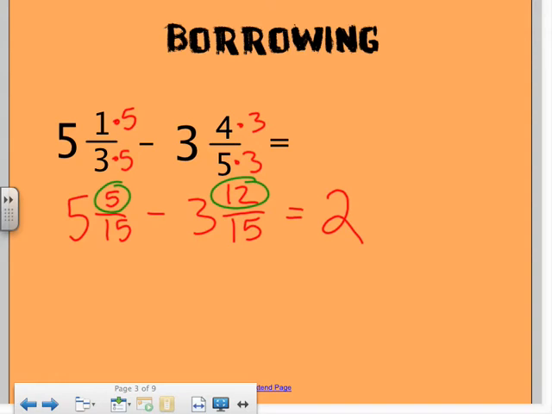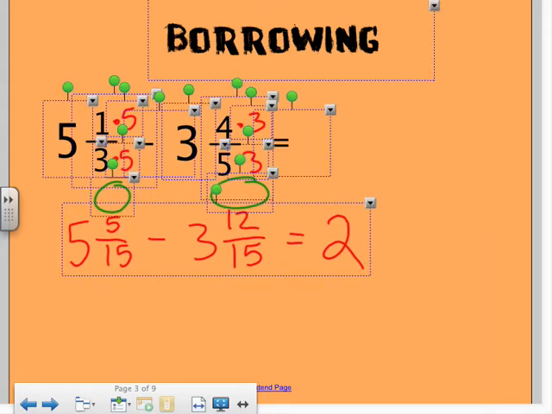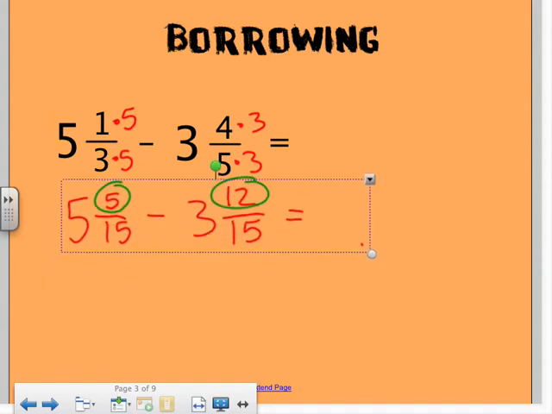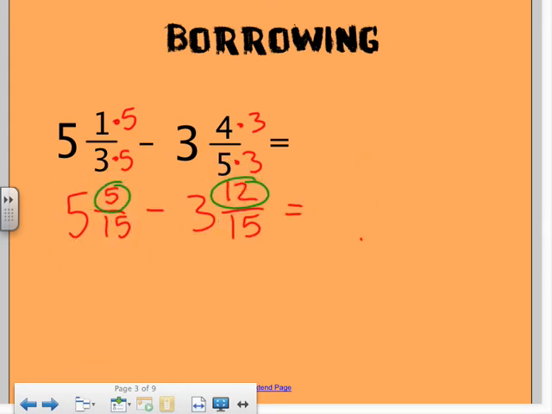Be careful. A common mistake is people just flip it around and they go, well, then I'll do 12 minus 5. That's not the same thing, okay? So this is not right. Ooh, I just highlighted everything. So that's not right. I gotta erase that. Let's move this back up here. There we go. So I need to do some borrowing.